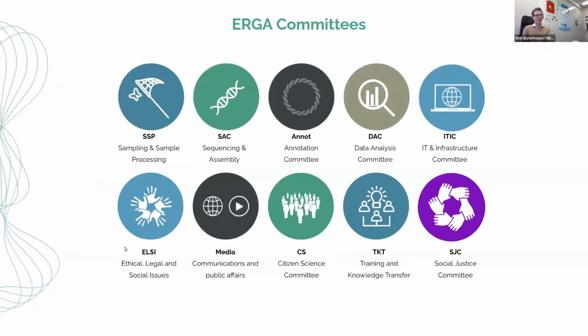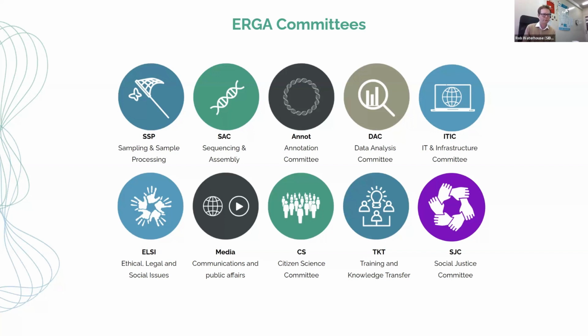In ERGA, you will possibly have heard of the different committees that are supporting all of the different aspects of the reference genome generation workflow. This involves all the major steps along the way, from the sampling side of things through to the sequencing, into the assembly, followed by genome annotation, and with the downstream data analysis. And of course, this all needs to be supported by IT and infrastructure for managing all of these different steps.